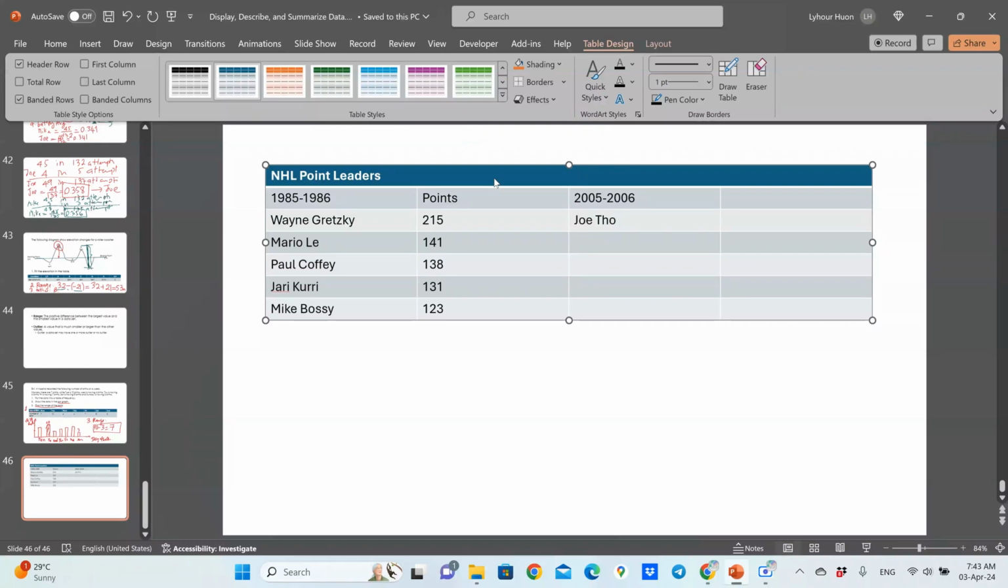Joe Thornton, Jaromir Jagr, Alexander Ovechkin, Danny Heatley, and Daniel Alfredsson. Okay. Points: 125, 123, 106, 103, 103.